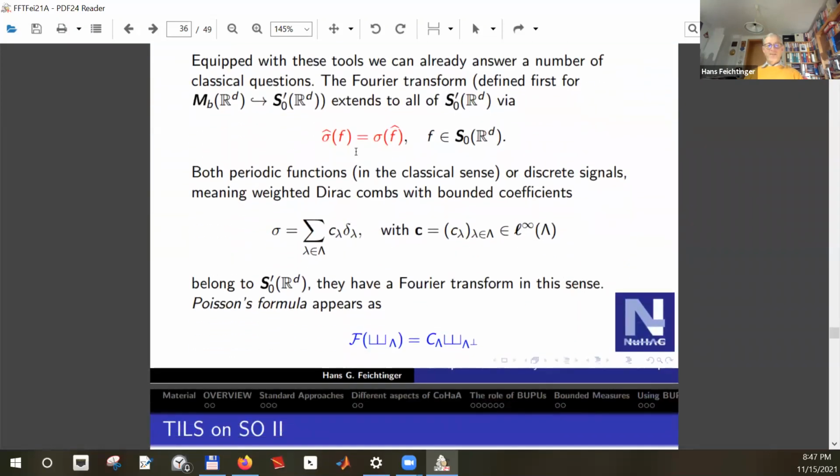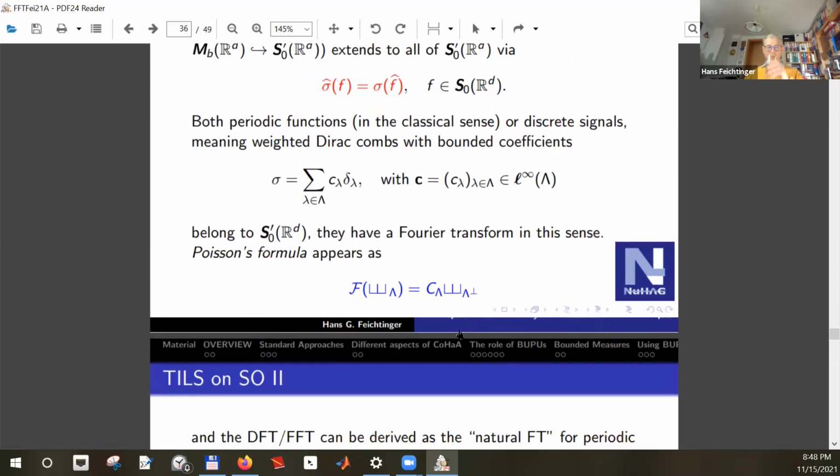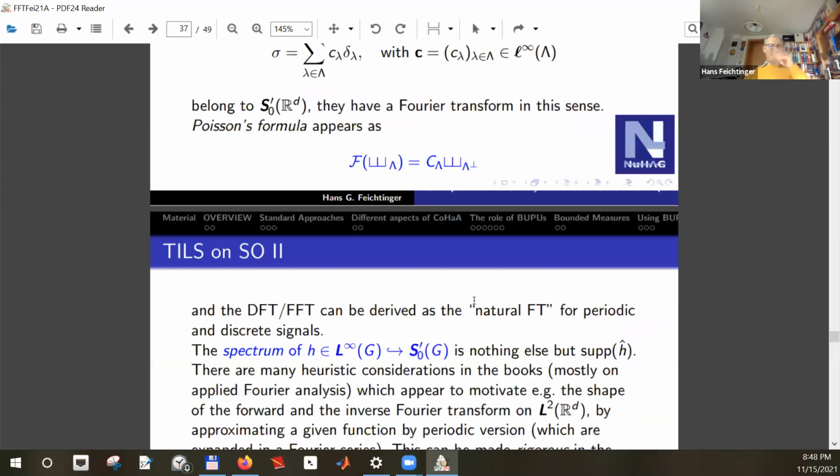And in this setting, once you have the general Fourier transform, you can do many things which engineers would like to do. For example, verify Poisson's formula for general lattices. So the Dirac comb on the lattice has a Fourier transform in this extended sense, and it's just the Dirac comb of the orthogonal lattice. This can, of course, be used to show that sampling of a function corresponds to periodization of the Fourier transform, or periodization of the function corresponds to sampling on the Fourier transform side.